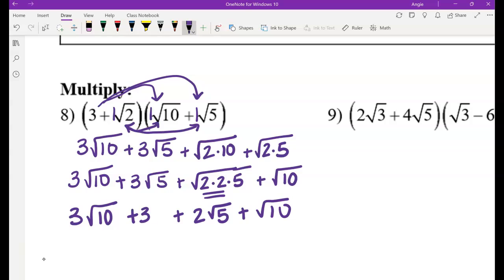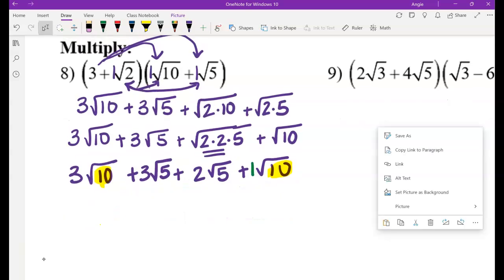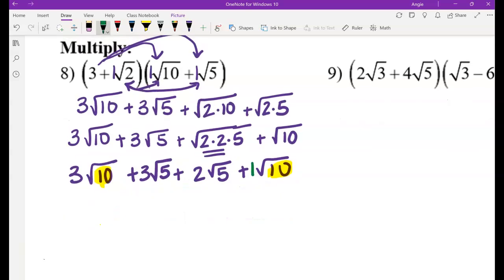Now remember, to combine like terms, since these are all square root, we need to look for similar radicands. This is radicand 10, this is a radicand 10. They are both going to be okay to add. The number on the outside, if you don't see 1, then it's always going to be 1. So 3 plus 1 is going to be 4. This is going to say 4 radical 10.